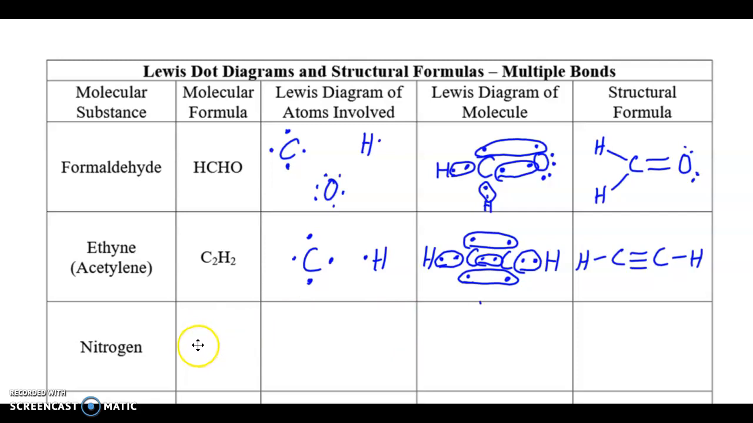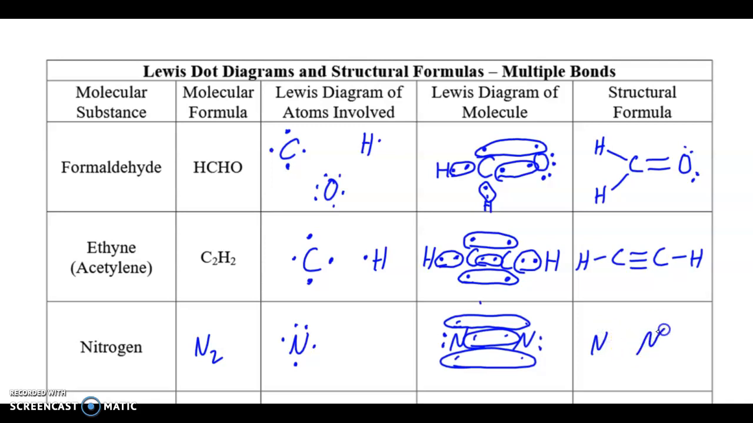All right, nitrogen. You should be able to remember that the formula for that is N2. It's got nitrogen atoms in it. The way this is going to work, nitrogen, with its 5 valence electrons, share those, and share those. And you have nitrogen triple bonded.